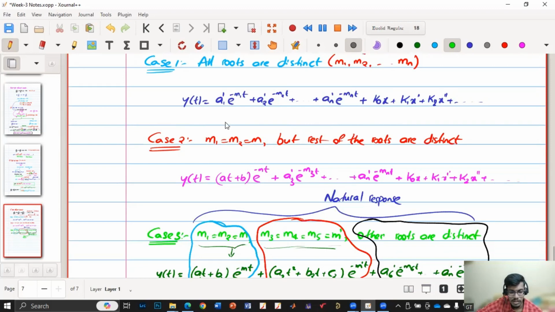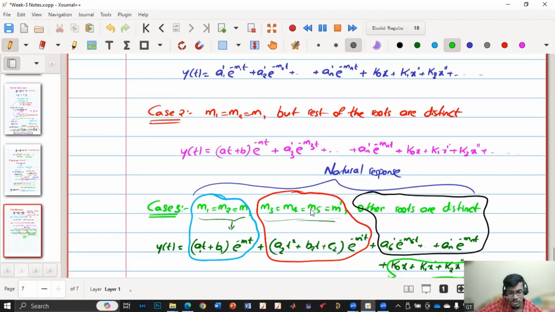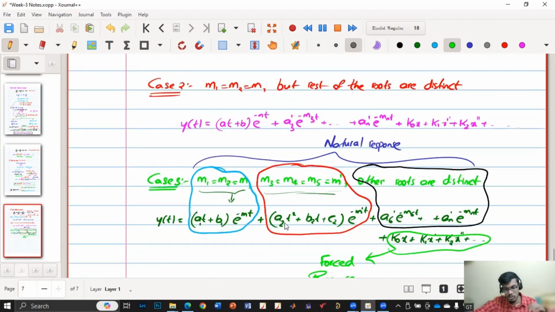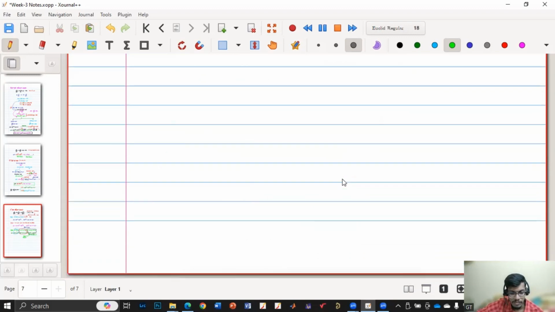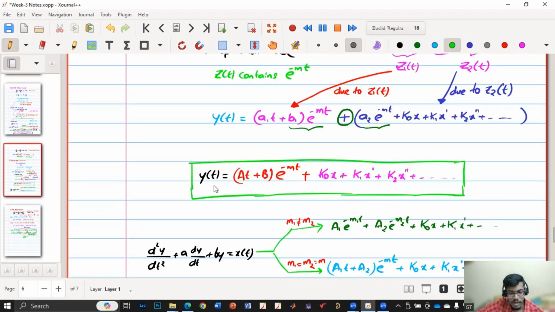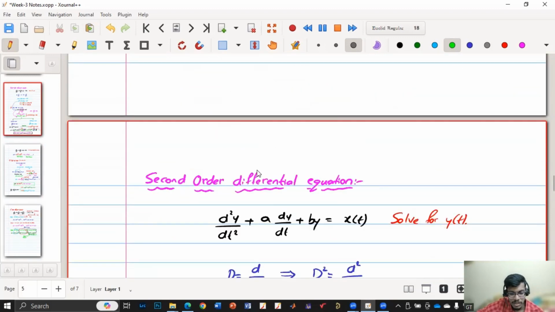If two are equal, then these two will be combined as At plus B. If three are equal, those three will be combined as this. As three roots are equal, it will be quadratic. So if n number of roots are equal, we'll get n minus 1th order expression into e to the power minus that root into t, and the remaining will be the same. So yeah, now we'll get back to this exceptional case.